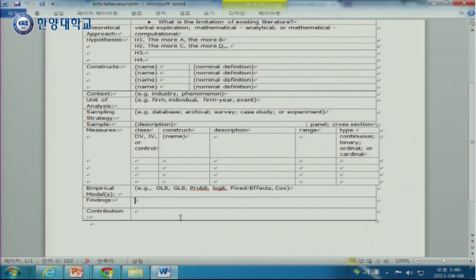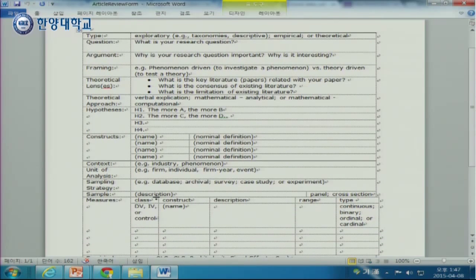And a contribution is, well, you have to argue why your research is interesting, and basically why academic researchers or industry people or practitioners should read your research. How your research creates value to academic people or industry people. That's the contribution. So this is due by next Wednesday.